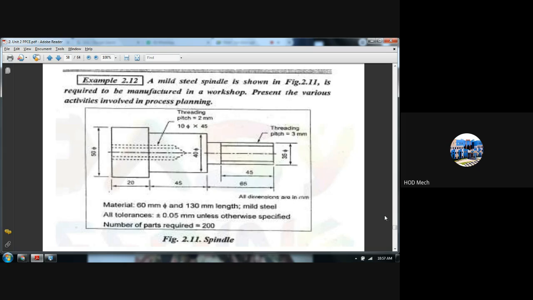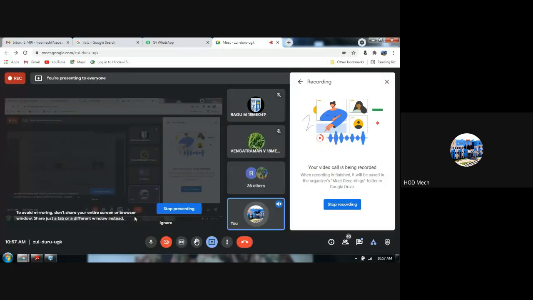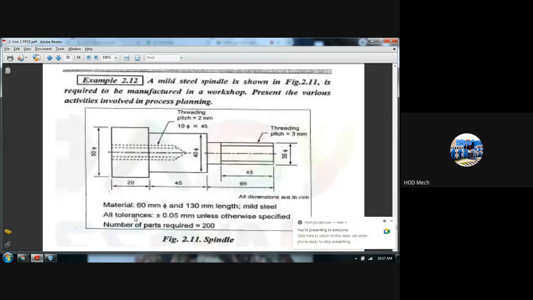Now the requirement is, the material required for this, as per the requirement, is 60 mm diameter of length 130 mm. So the total length of the spindle is 130 mm and the available diameter of the raw material given to you is 60 mm diameter. And talking about the material, it clearly says that it is a mild steel spindle. So the material is going to be mild steel.